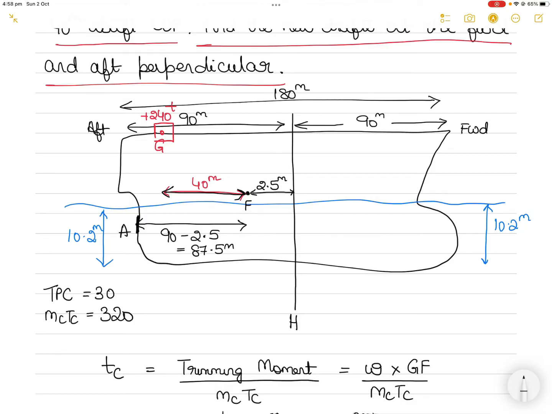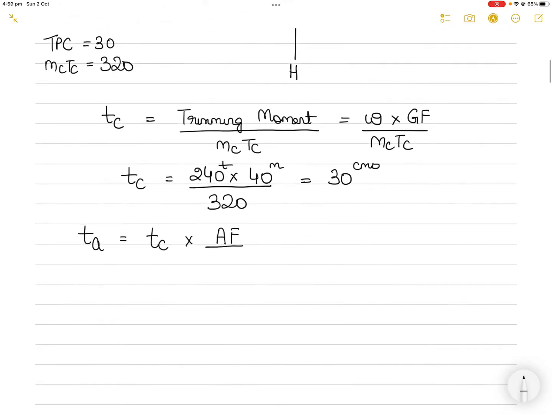All right, so from aft perpendicular to midship is 90 meters. Center of flotation is 2.5 meters abaft of midship. So from aft perpendicular to center of flotation is 90 minus 2.5 meters, 87.5 meters, divided by length between perpendiculars, which you already know is 180. So how do I write this? 30 centimeters multiplied by 87.5, which is AF, divided by 180. This gives you the answer 14.6 centimeters.